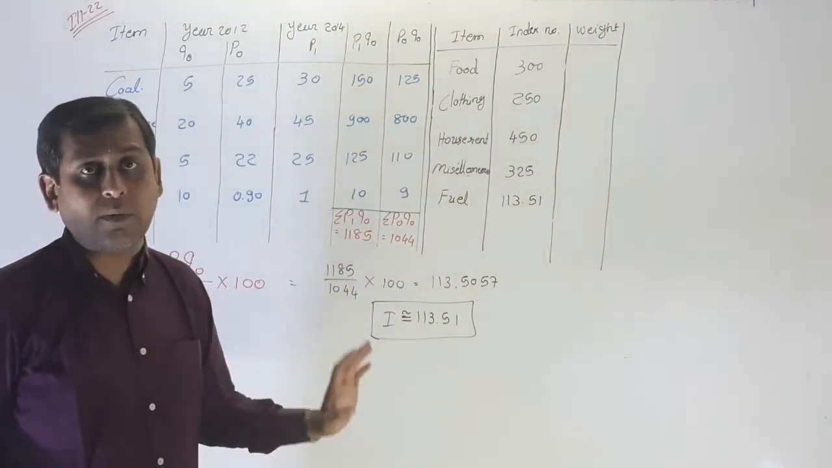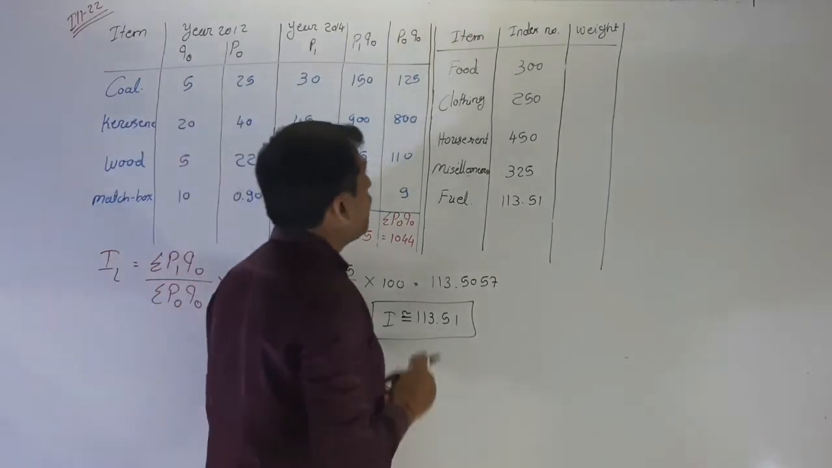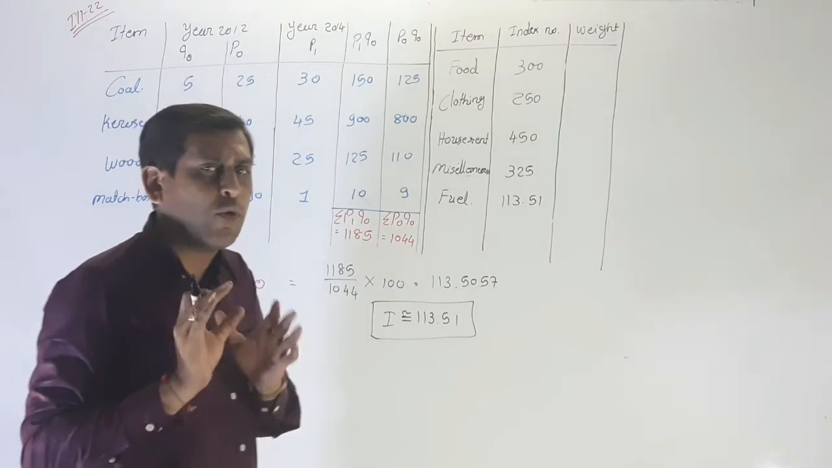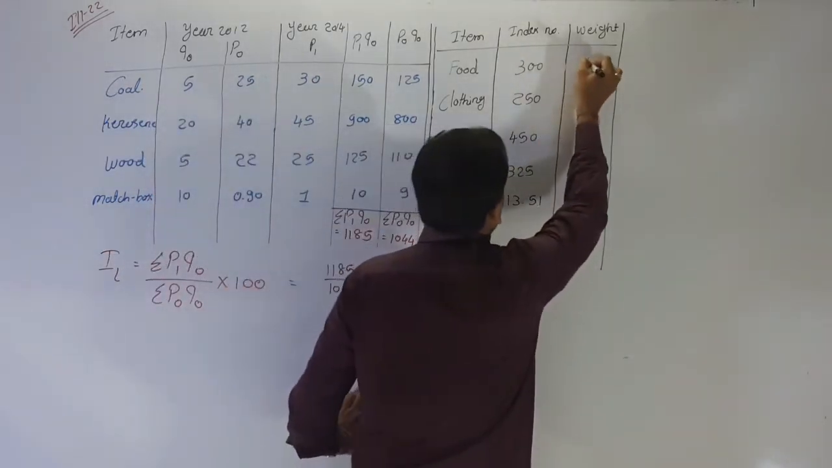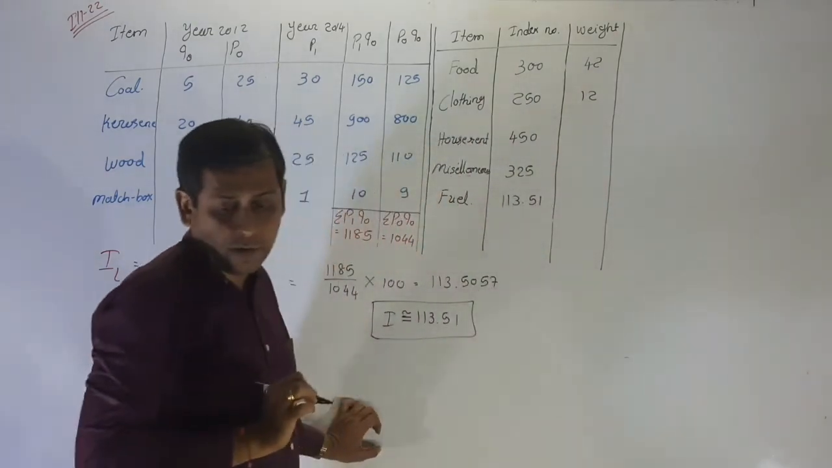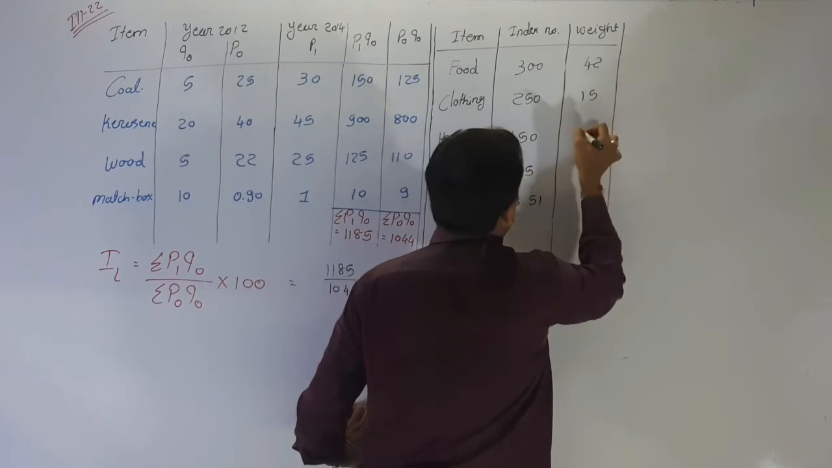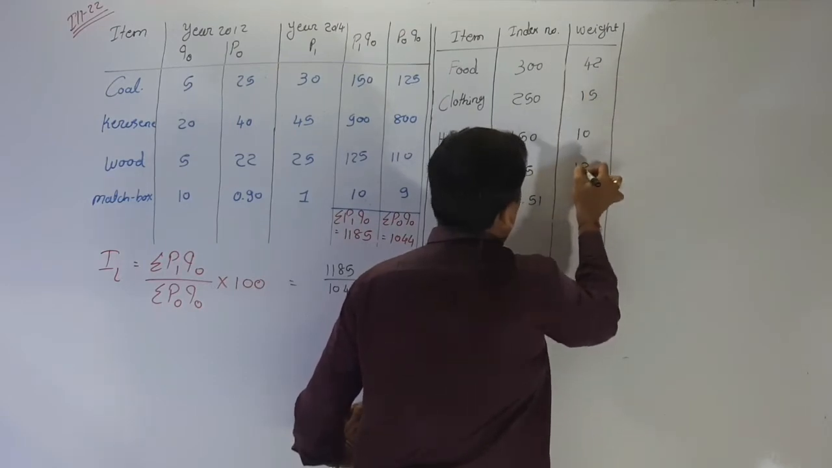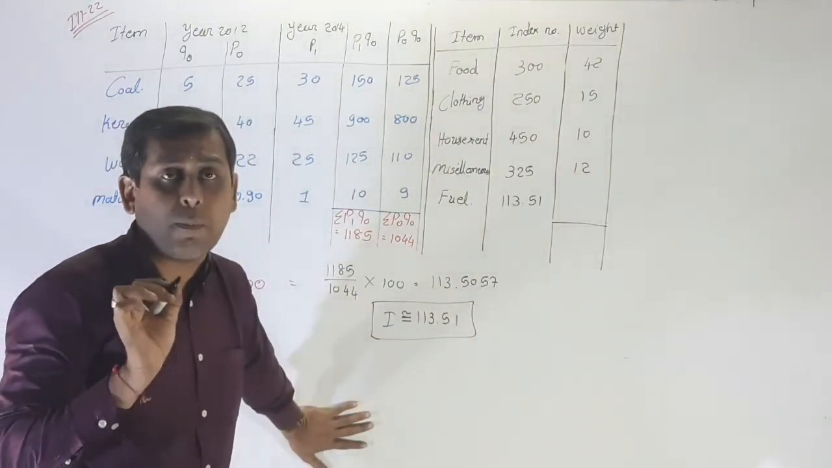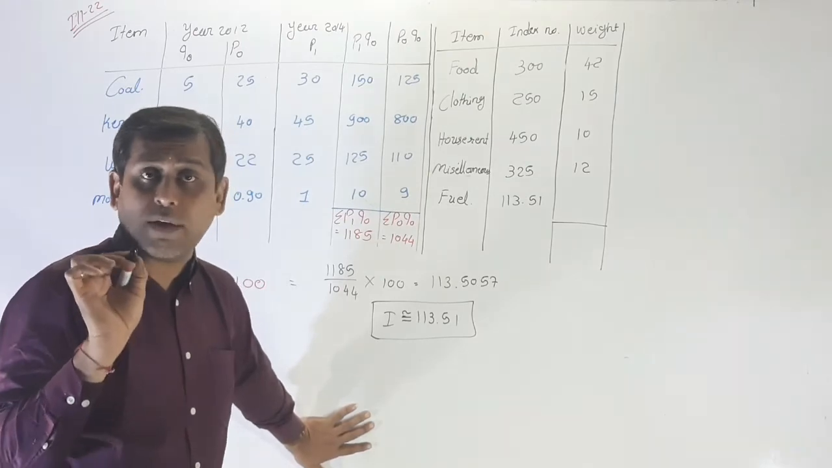113.51 is the index number for the fuel item. Now the weight. Here the weight is 42%. We have to ignore the percentage, so we just write 42, then 12, then 15, then 10, then 12.